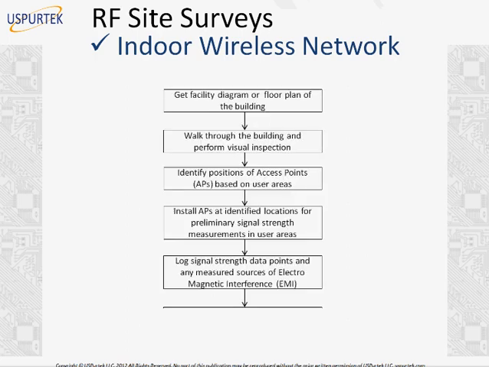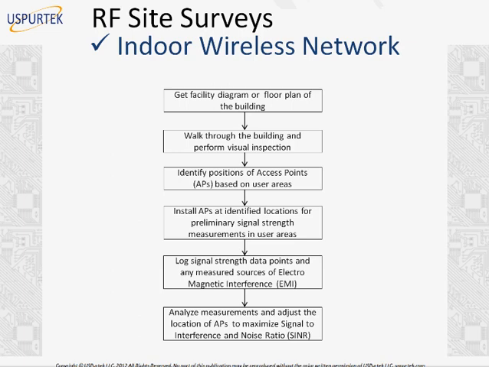Okay, now let's move on to the RF site surveys. For an indoor wireless network, RF site surveys are very important before we install any RF equipment. Some of you working in the field might be familiar with this process, but for the sake of completeness, I will go through the simple steps. First of all, we need a facility diagram or a floor plan of the building. We walk through the building and perform a visual inspection to see where we need to position our access points based on user areas.